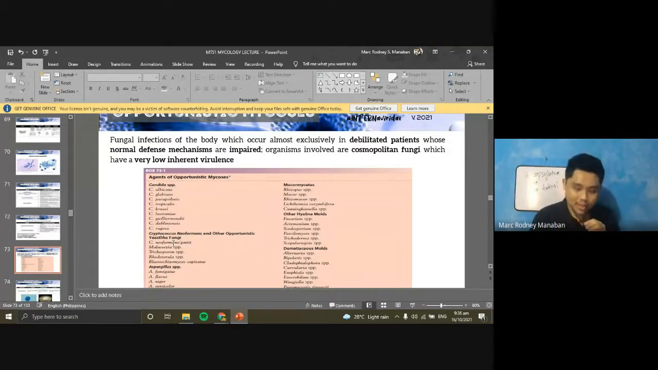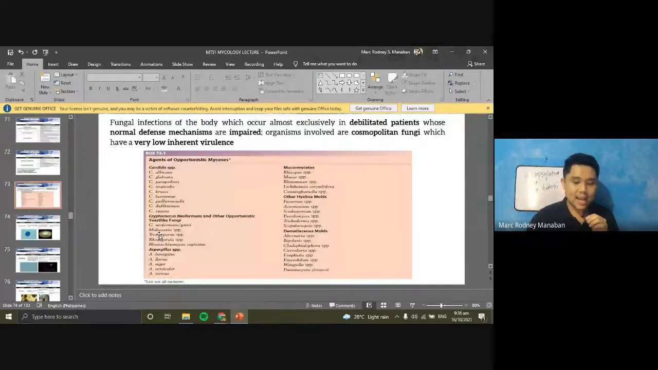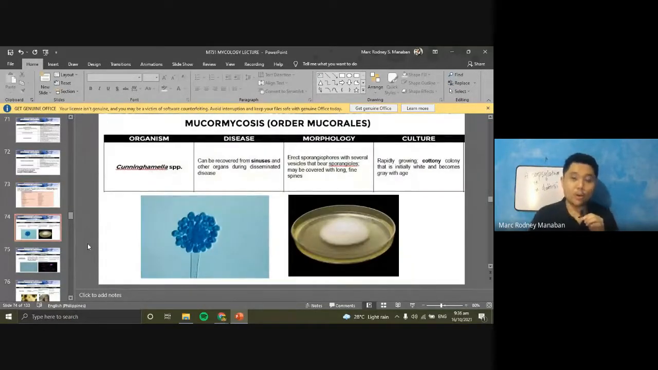Alright? So this is the table, agents of opportunistic mycosis. You have the yeasts, Candida and Cryptococcus. You also have Trichosporon, Rhodotorula, and Blastoschizomyces. You have the molds: Aspergillus, the Mucormycetes, other hyaline molds, and the Dematiaceous molds. For today, our last topic is mucormycosis.